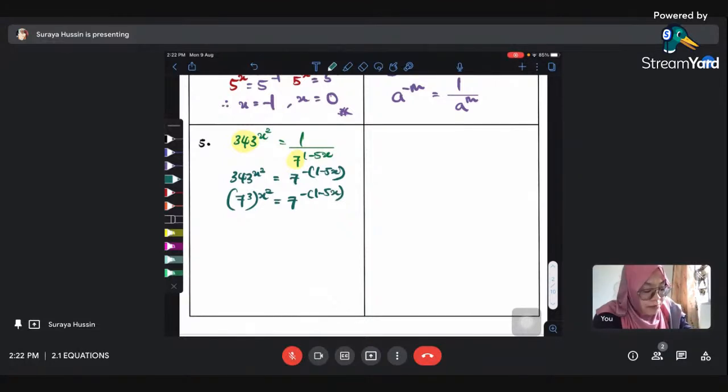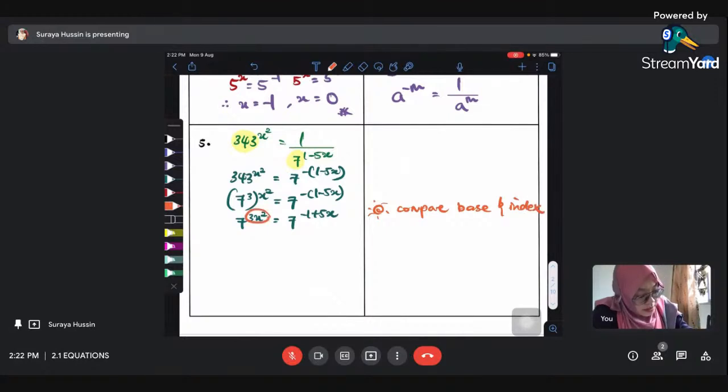So now barulah saya happy, saya boleh compare 3x squared. I mean, I times the power first. Saya selesaikan power dia dulu, index dia dulu. And then here I get -1 plus 5x, ataupun you nak tulis 5x minus 1 also okay, also boleh. When you have done this part, you can compare base and index.